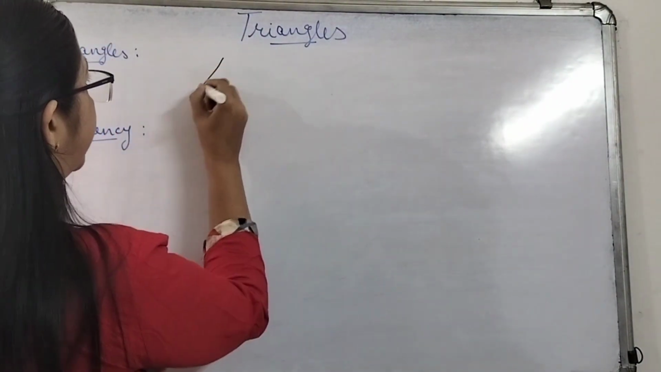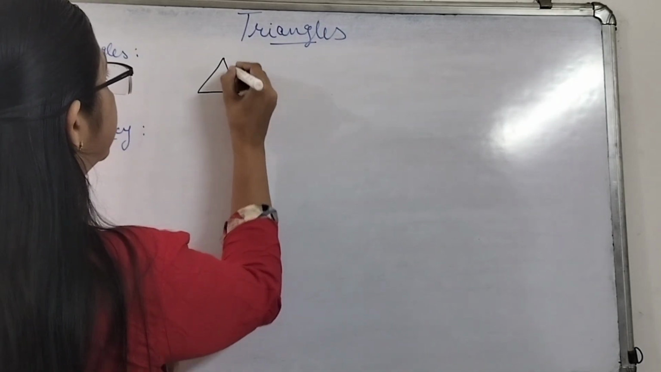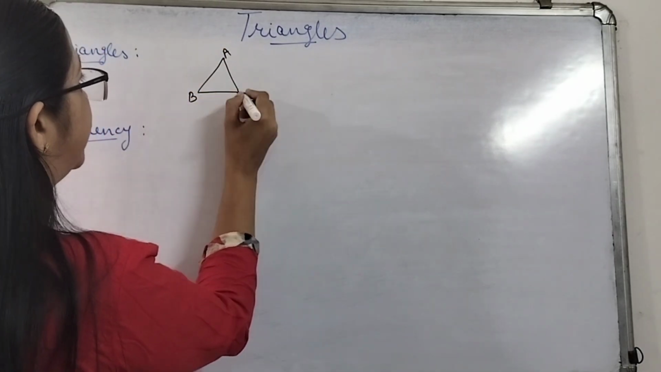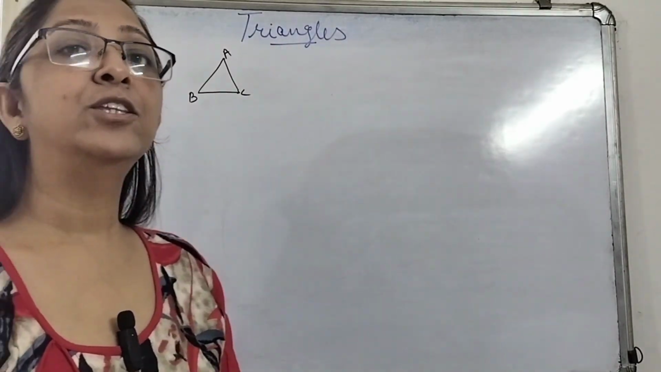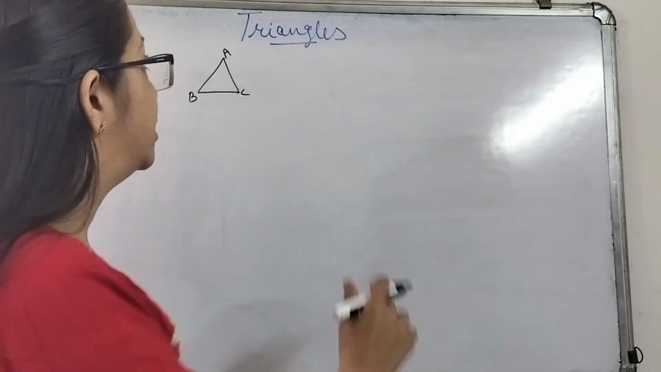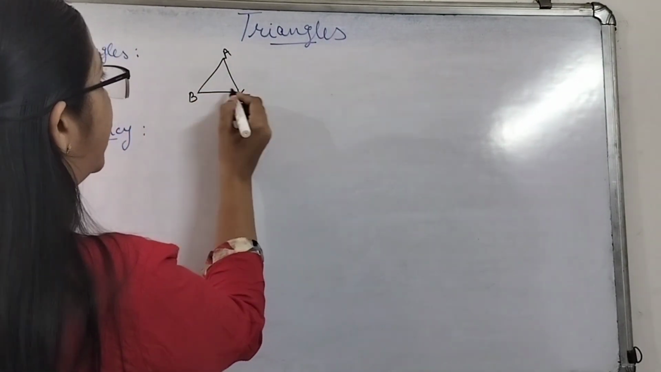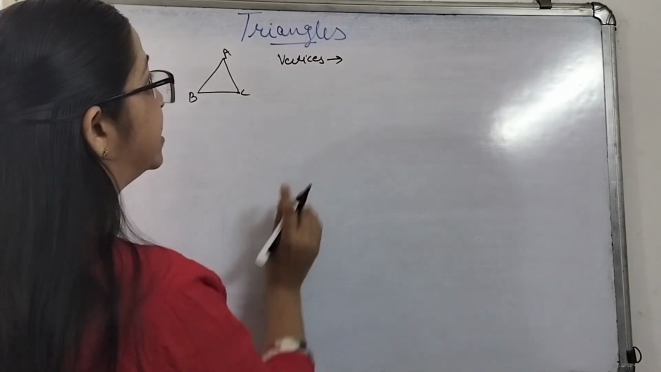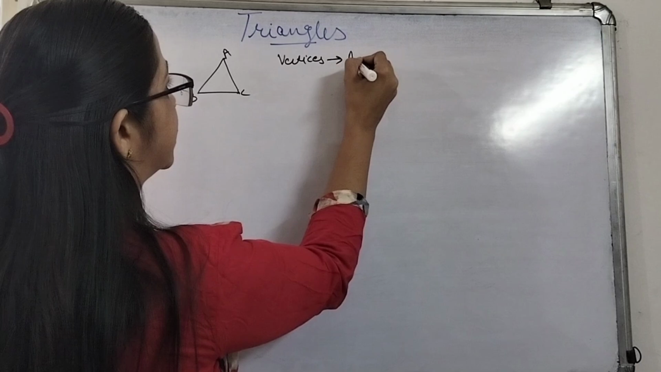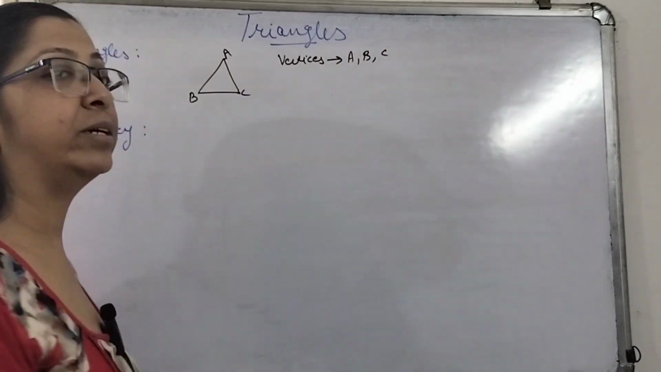Suppose I say that this is your triangle ABC. This is your A, this is your B, and this is your C. So a triangle has 3 vertices, 3 sides and 3 angles. This A, this B and this C are known as your vertices. So a triangle has 3 vertices. Over here we can say A, B, C are the 3 vertices.